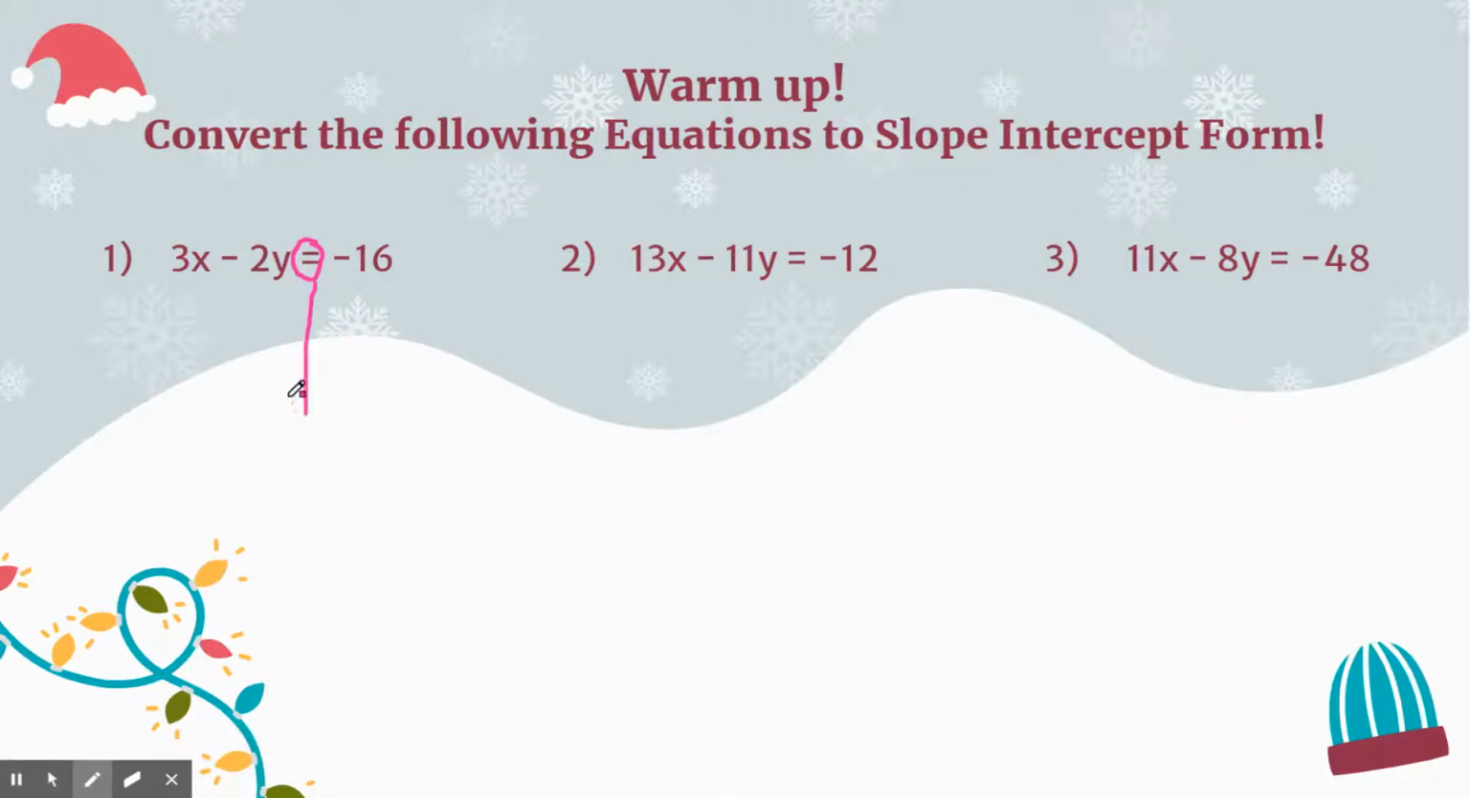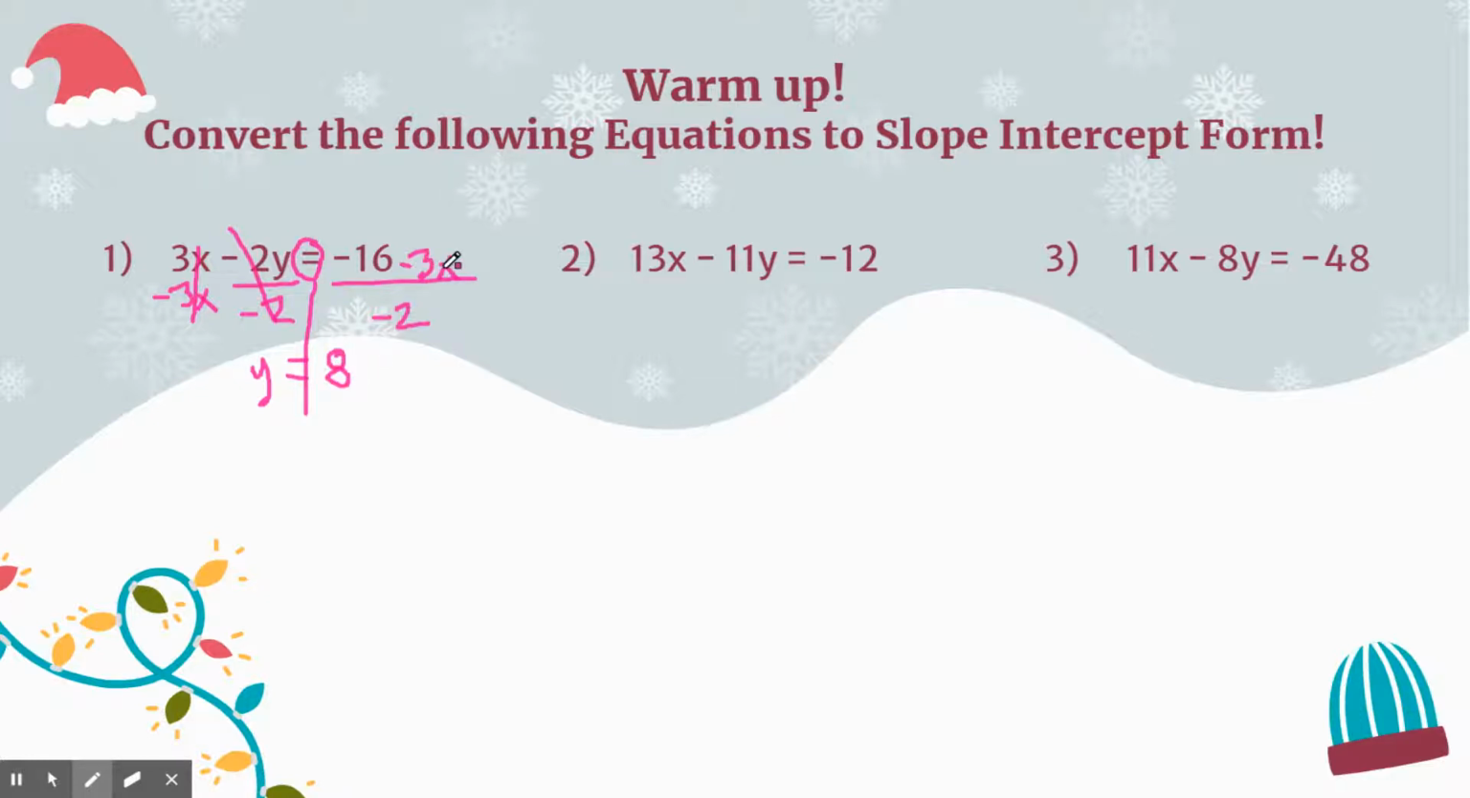To convert into slope-intercept form, we have to get the y by itself. So I'm going to start by moving the x over. So I'm going to subtract 3x on both sides. Then I'm going to divide by whatever number is attached to the y. So I'm going to divide by -2 right here. Now I'm going to simplify. Y is going to equal -16 divided by -2. Well, negative divided by negative makes a positive. 16 divided by 2 is 8.